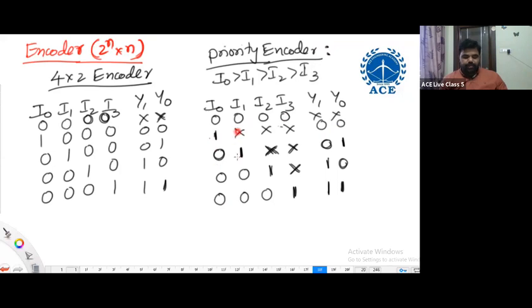If not that, next priority 1. If not these two, next priority 1. If not these three, next priority 1. So, if the priority changes, the table will change again. If priority is changing, the table is also changing.